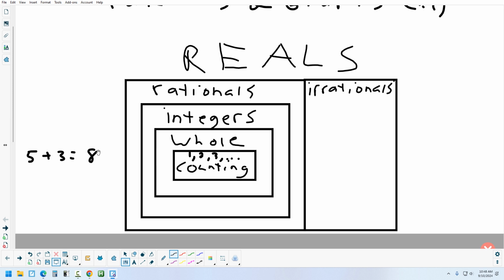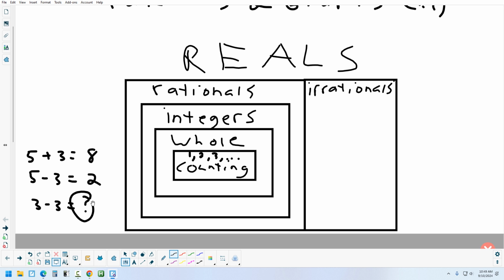Is 8 a counting number? What do you think? Yeah, that's fine. So adding those together, no problem. Subtracting them, also not a problem. 5 minus 3 is 2, and 2 is a counting number. But let's try something like this. 3 minus 3. If counting numbers are the only kind of numbers that you're familiar with, then there is no answer in the counting number box that you could put right there. The answer that goes there goes outside of counting numbers.